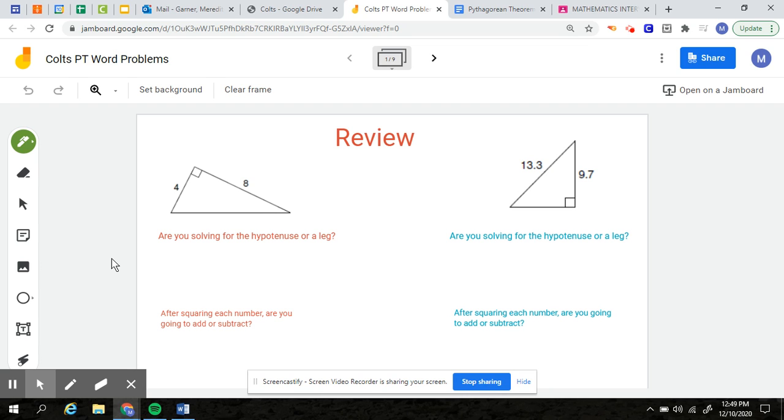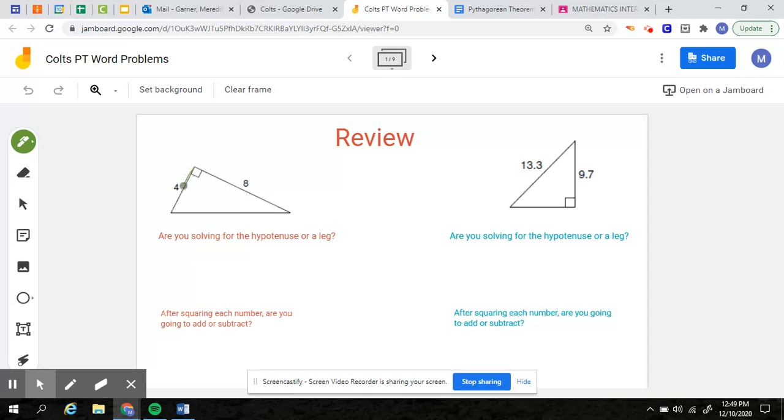Hey guys, this is Miss Garner, and this video will go over the beginning of solving Pythagorean theorem word problems. So this first slide is a quick review. You will see on the left-hand side we have this triangle. They've given us two sides. And the first question is asking, are we solving for the hypotenuse or a leg?